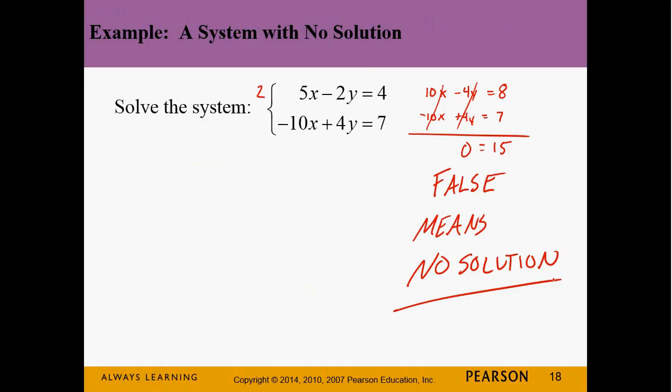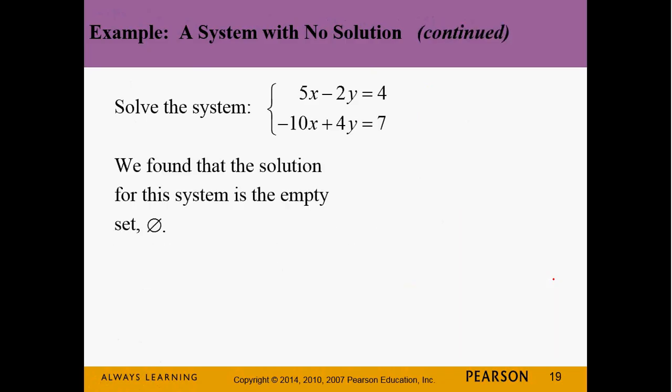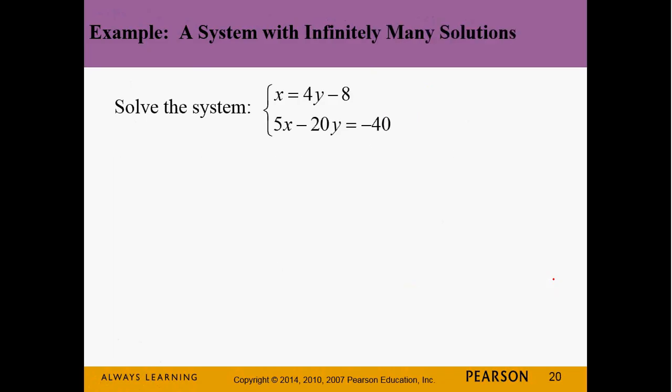So we've seen two things. Either you get an answer, which means that's the only solution, or you get a false statement, that means there's no solution. What do you think is going to happen next? If we got a false statement, what do you think we're going to get on this one? It's going to come from what? Not a false statement, but a true statement. So what's going to happen here?